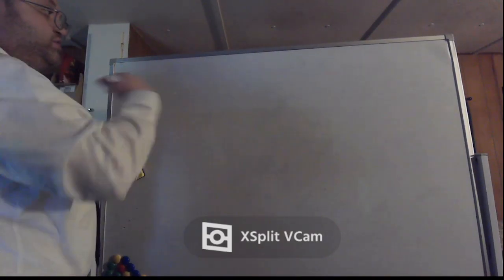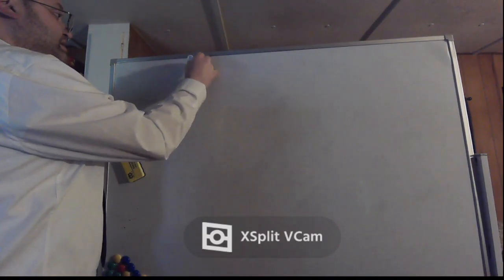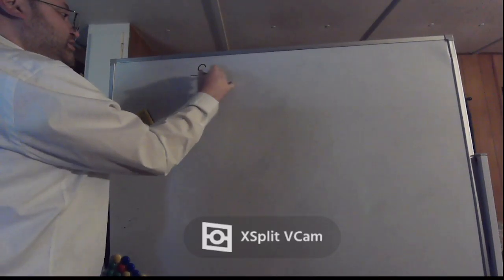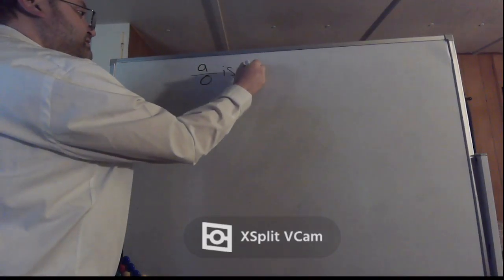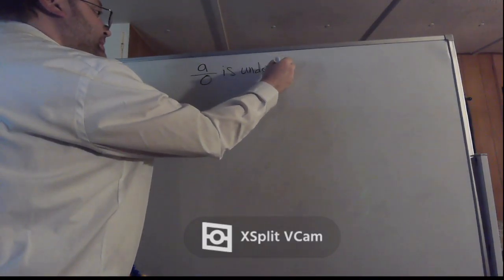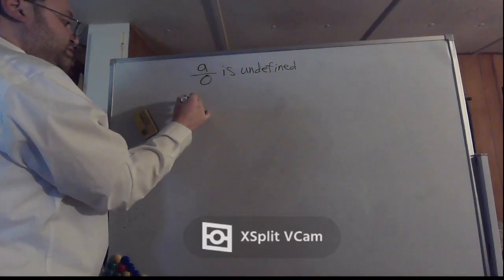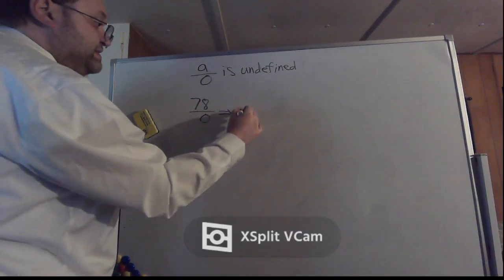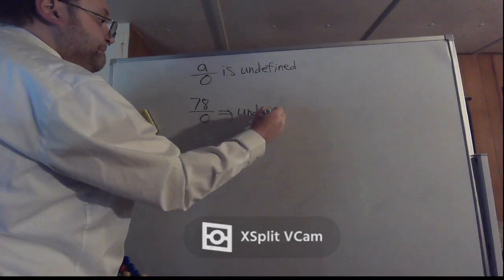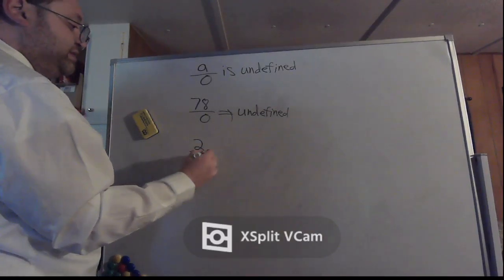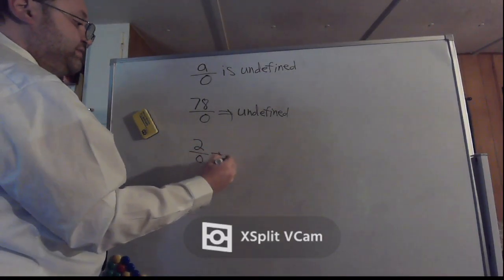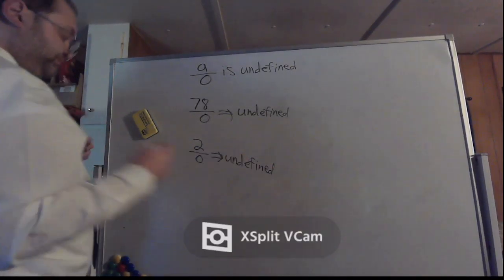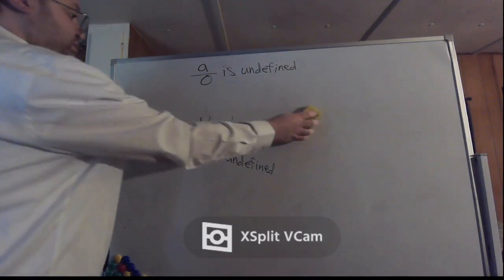And then, as we know, division by 0 is undefined. So any number divided by 0 is undefined. So if I have 78 divided by 0, we can't define that. That's undefined. If I have 2 divided by 0, that's undefined.